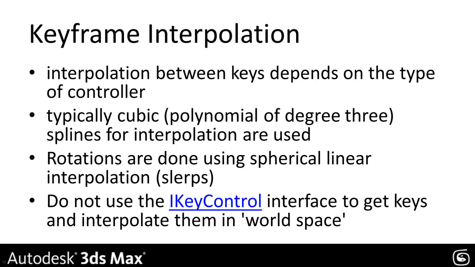Okay, let's think about that for a minute. Why can you not use the IKeyControl interface to get the keys and interpolate them in world space? It's fundamentally because the keys are interdependent. Let's consider scale keys as an example. In world space, scale keys are dependent on the position and rotation of the controller as well as any parent transformation. This is because first an object is scaled, then it is rotated, then its position is applied, and then the parent transformation is applied.